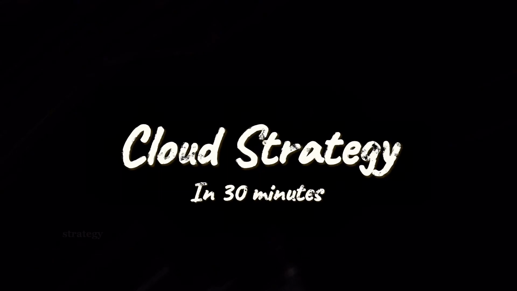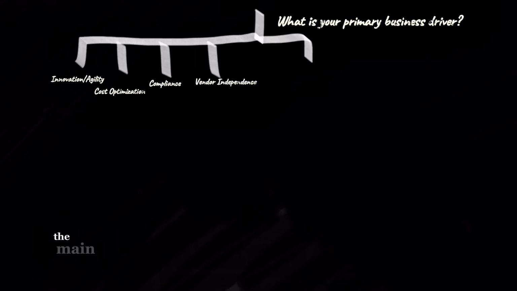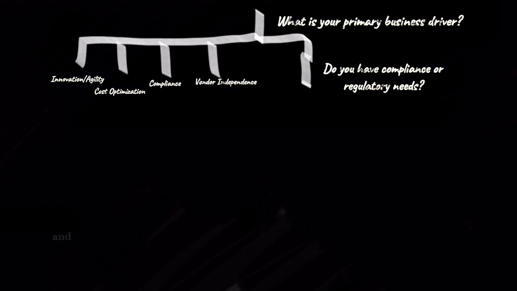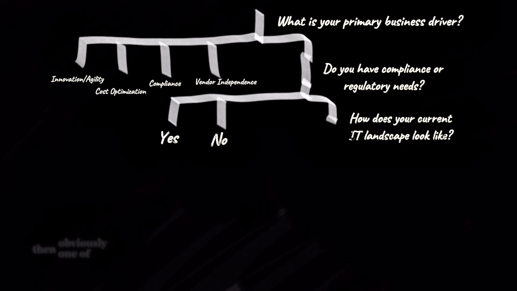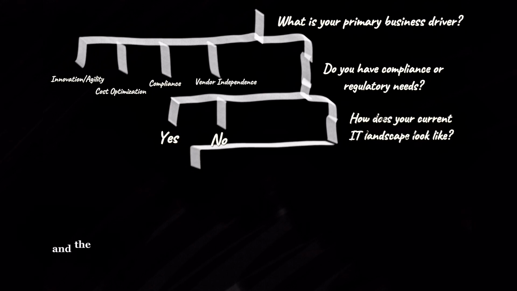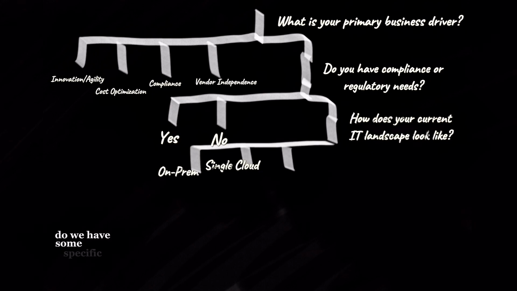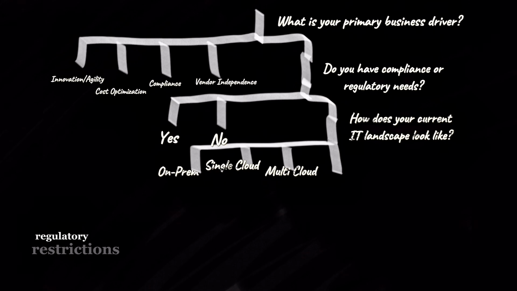So today I will show you how to build a cloud strategy in 30 minutes in a way shorter video, and it all starts with what the main business driver is, and then we go through a couple of these options: innovation, cost optimization, compliance, vendor independence. Then obviously one of the more important questions you need to ask yourself: do we have some specific regulatory restrictions, compliance needs that we need to fulfill?